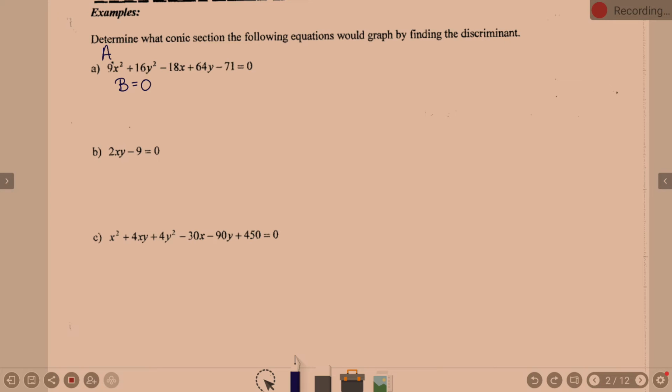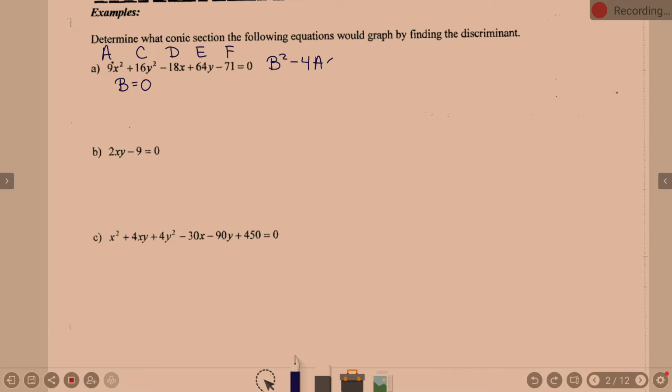What's in front of y squared? C, and that's 16. What's in front of x? D. What's in front of y? E. And what's your constant? F. And of course, this is always as long as my equation equals 0. That is weird. Why do we have to have E at all? You don't need it for the discriminant. I was just having us practice identifying them. Okay. Fair enough. So let's practice.